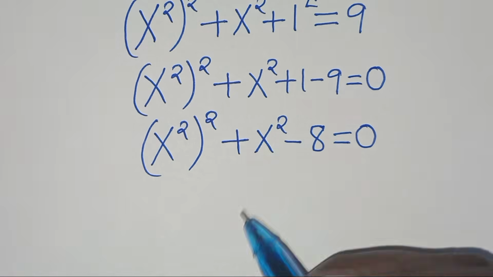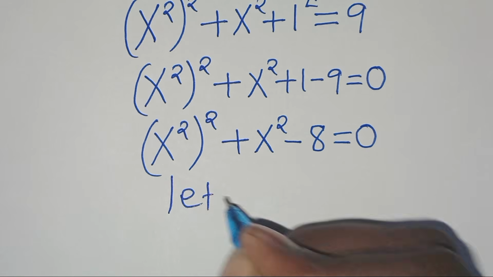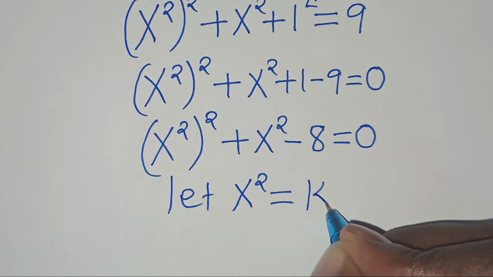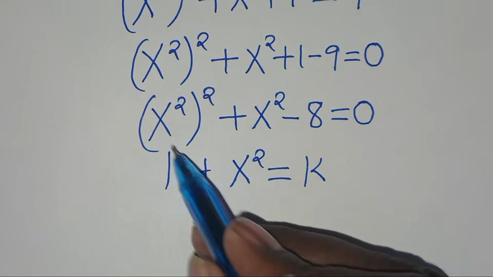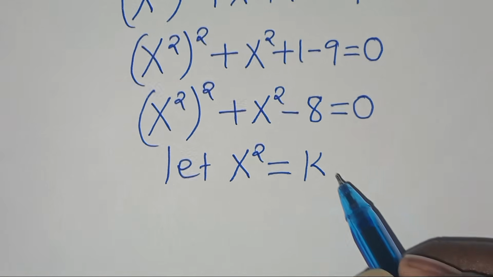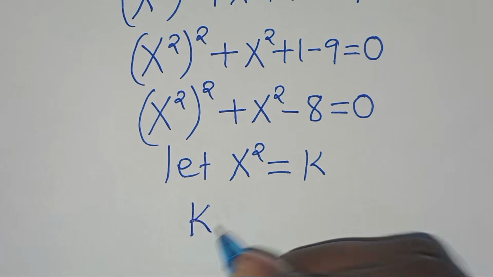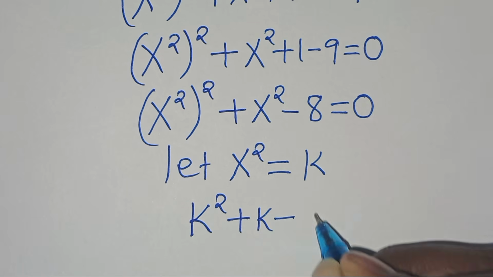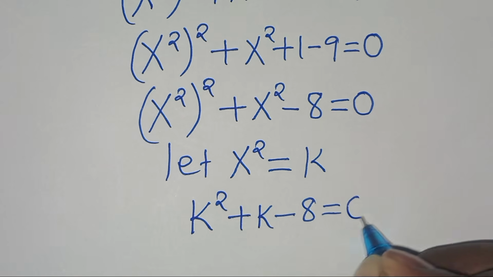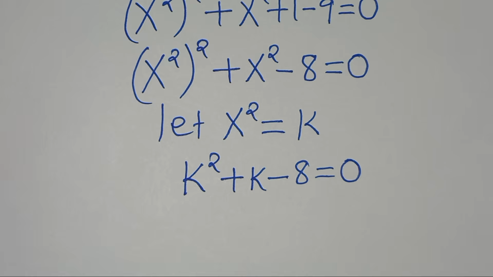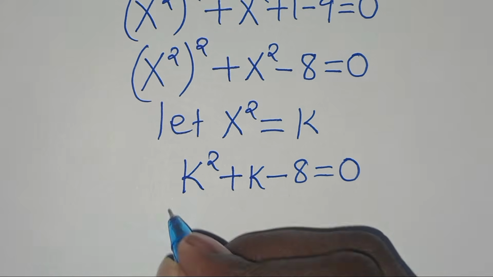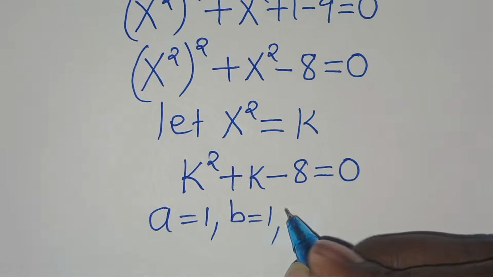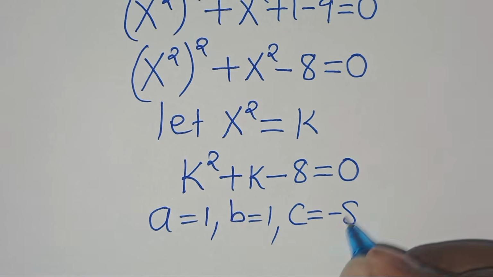X squared is common here, so we can let x to the power of 2 be equal to k. So let us express this equation in terms of k, so that we have k squared plus k minus 8 equal to 0. So this is a quadratic equation where a is equal to 1, b is equal to 1, and c is equal to negative 8.